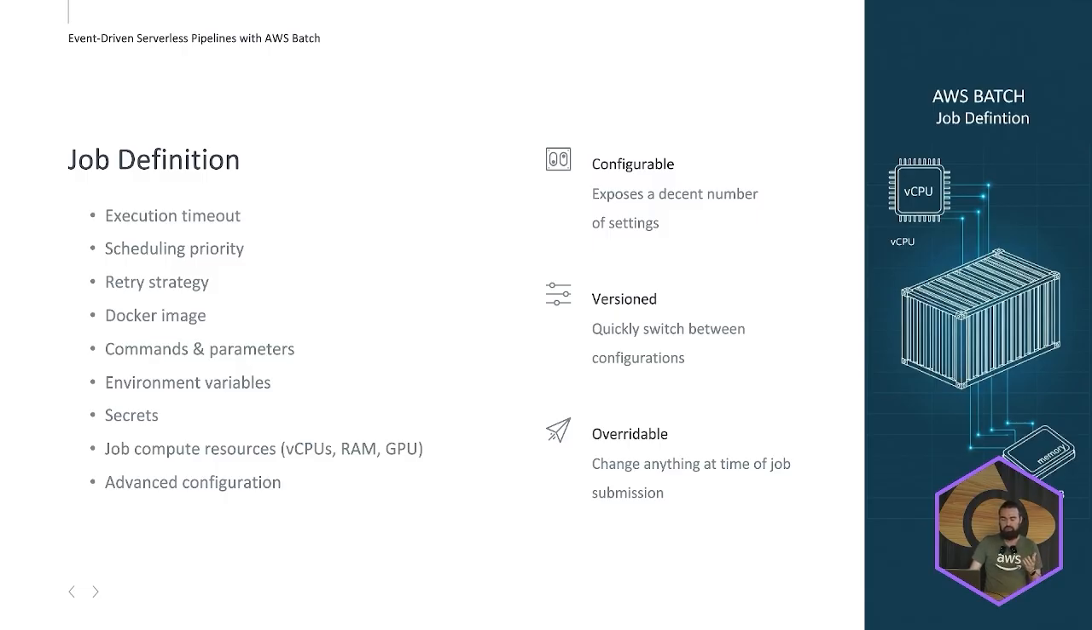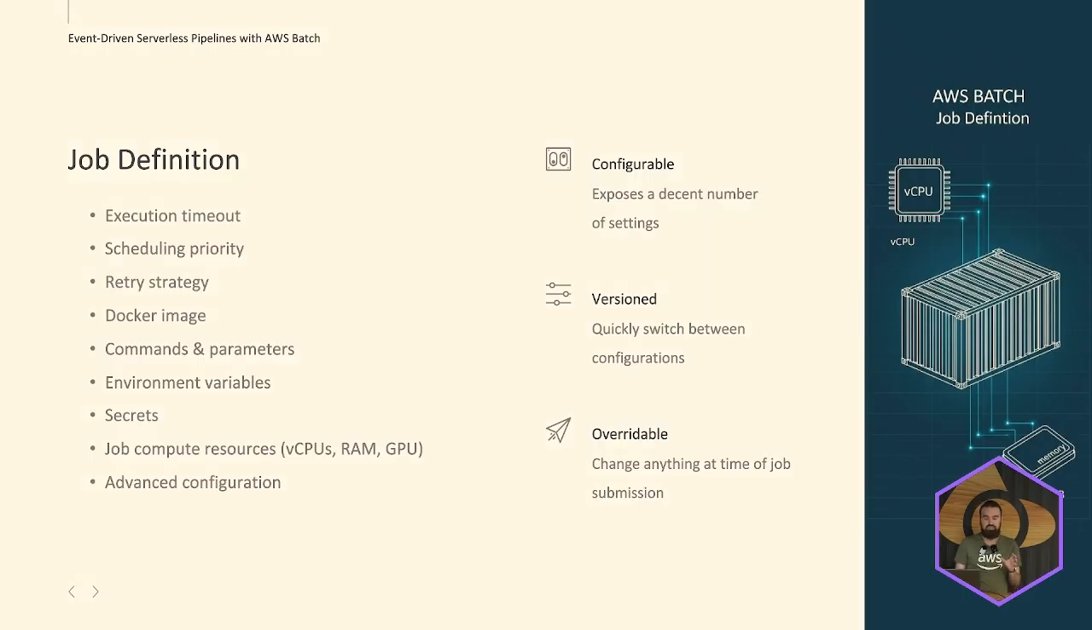Then you, of course, need a Docker image. Like I said, the job is just a container that's spun up from a Docker image. And then if you're familiar with Docker, you would know there's commands and parameters that you can specify to run your container. So you can also do that here. And then some environment variables and secrets, a lot of the ingredients to make this work. And then some of the important things, the job compute resources. So for the specific job definition, you need to tell it how much you need of the vCPUs, the memory, and if you need a GPU or not. And then there's a lot of advanced configuration that I'm not going to even mention here tonight.